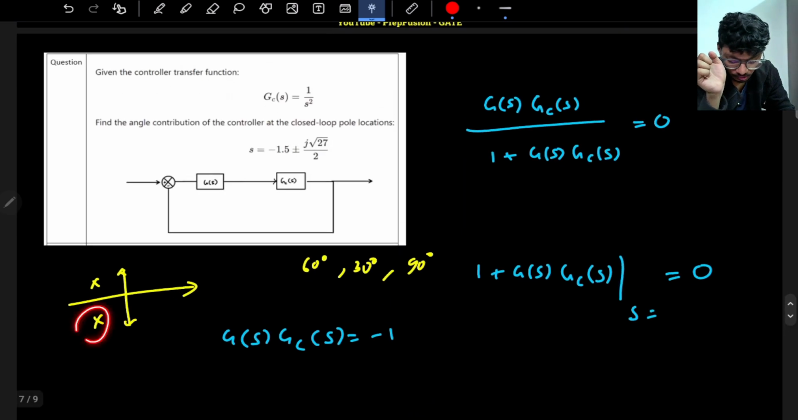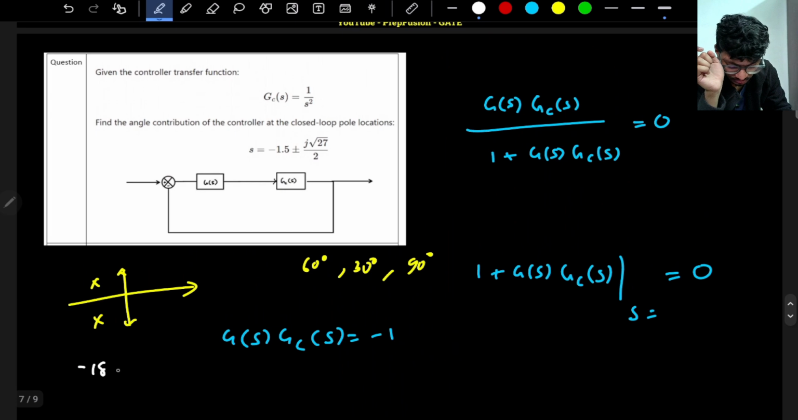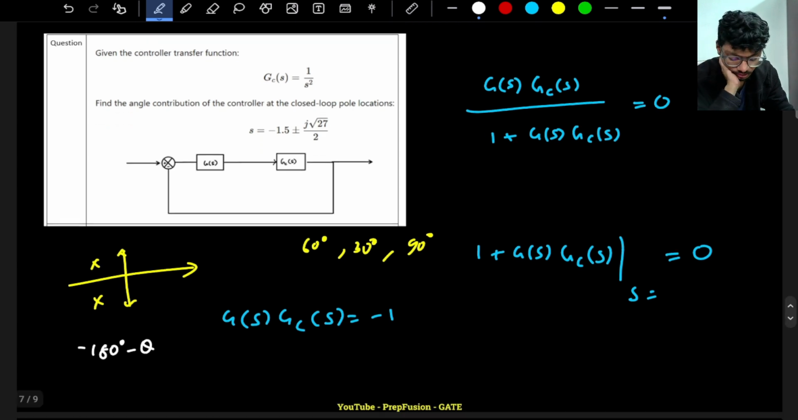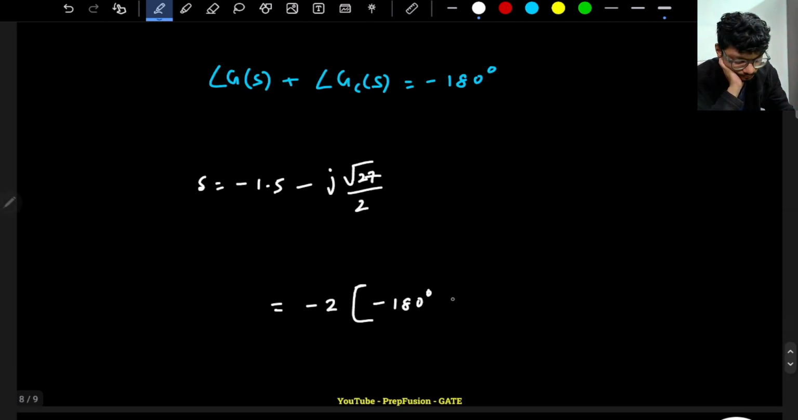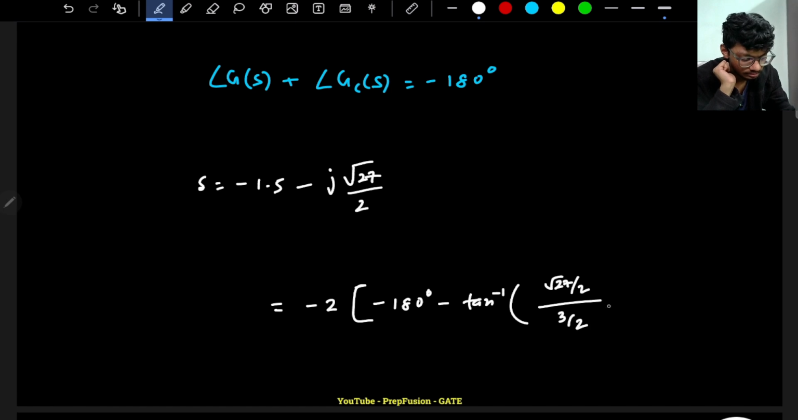So the angle contributed in the third quadrant will be simply minus 180 minus theta. Theta, I hope you know, is tan inverse of mod of y over mod of x. All these things I have explained in my full course, I will not explain here. So this will be minus 180 minus theta, where theta will be tan inverse of mod y by x, y is root 27 by 2 divided by 3 by 2. If my minus 2 gets multiplied, this will be 360 plus 2 into whatever this is.